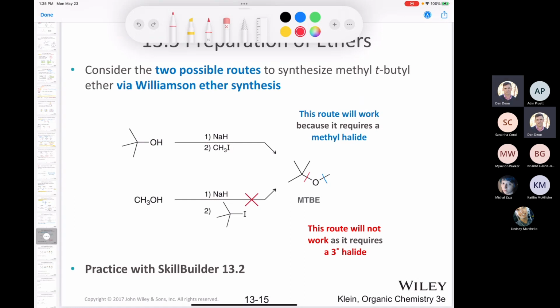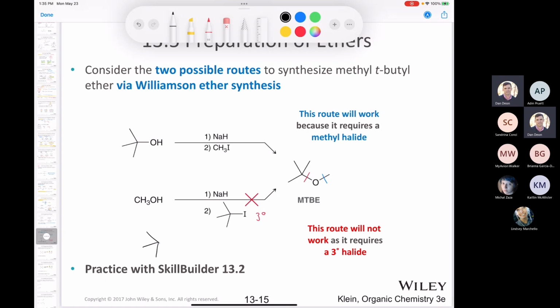However, if you broke the red bond, then you're starting with methanol and you're deprotonating it. Nothing wrong with that. However, what's the problem? This is a tertiary alkyl halide. It's not going to give you substitution. It's going to give you an elimination. You're wondering, what will that elimination look like?